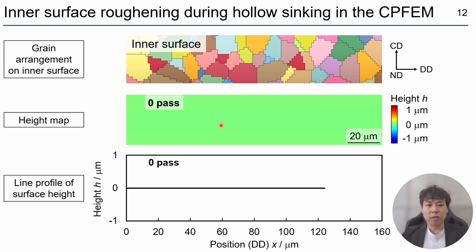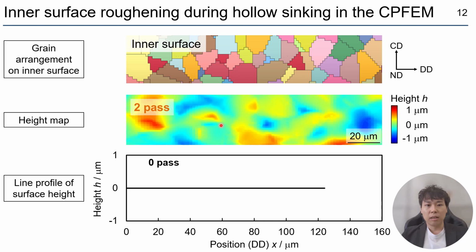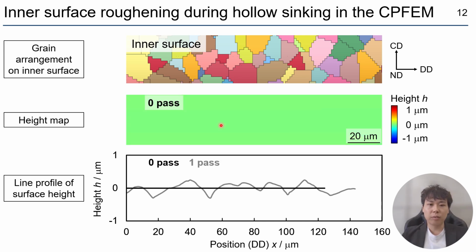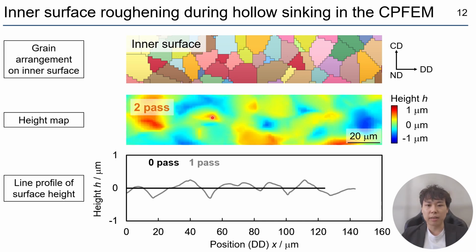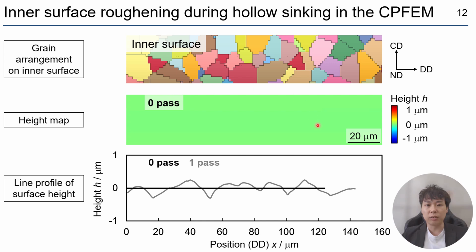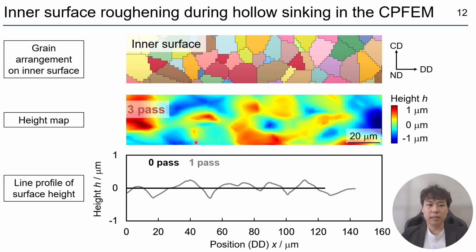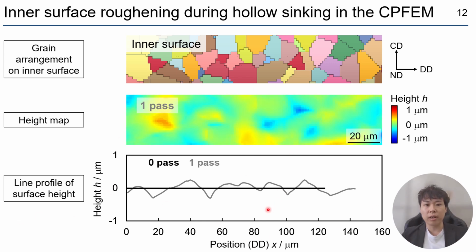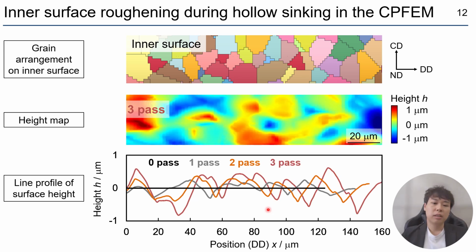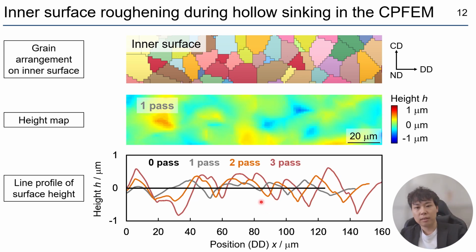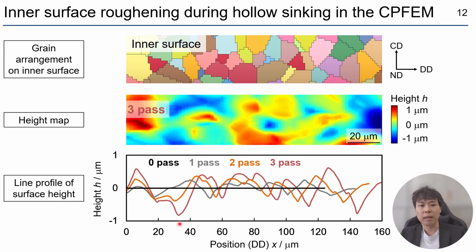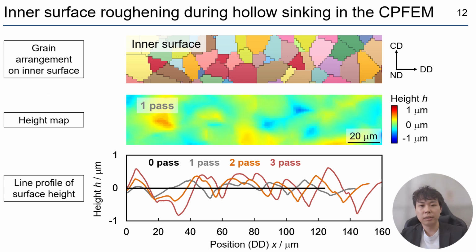As the pass number increased, the red and blue areas expanded, so the inner surface roughness increased. This line surface roughness also increased by drawing. So we confirmed that the inner surface roughness developed by drawing in this model.